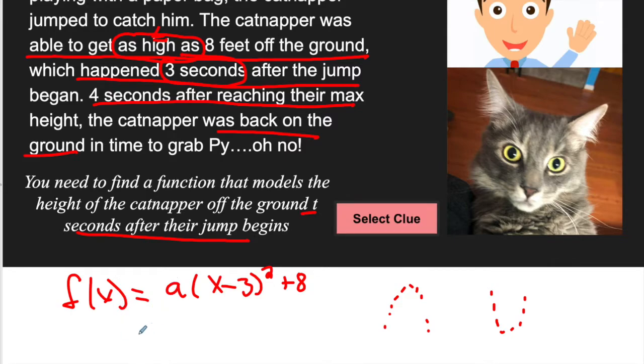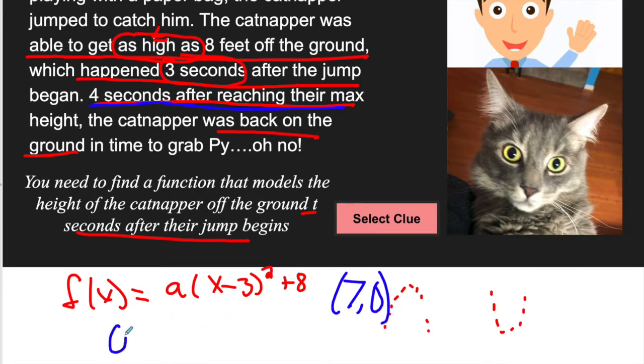So what's our other point that we know is on the graph? What's the only information we haven't used? Take a look at this: 4 seconds after reaching their max height. What's 4 seconds after the maximum height is reached? Well, there's already been 3 seconds, so 4 seconds later will be 7 seconds. And now they're back on the ground. So what does that represent in terms of height off the ground? It will be 0.